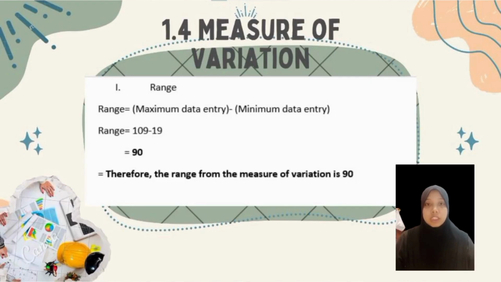Next is the measure of variation. The formula for range is maximum data entry minus minimum data entry, where the maximum data entry is 109 and the minimum data entry is 19. So 109 minus 19 equals 90. So the range here is 90.